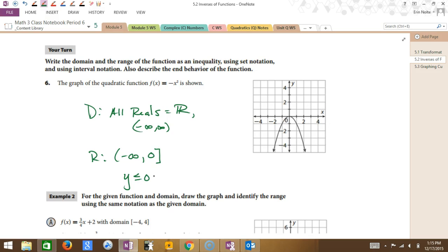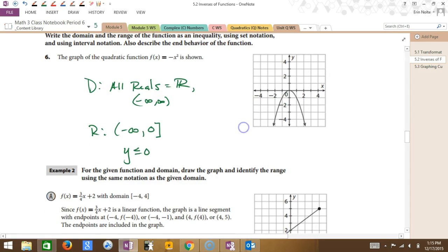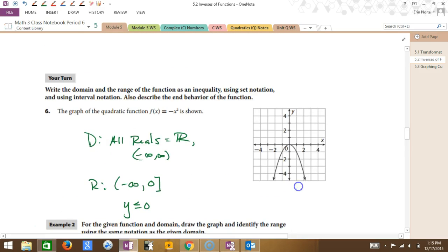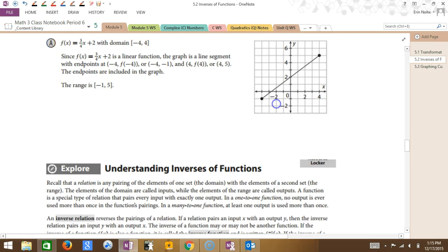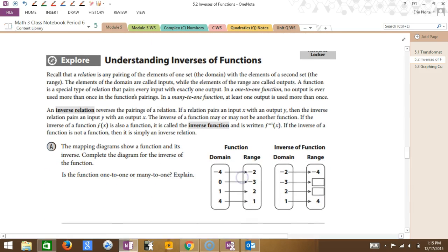Is the domain always real numbers on a parabola? Yes. In fact, usually the domain of a function is all real numbers until we start getting into square roots and fractions, which is eventual. We'll get there. All right, so going back to the whole reason we're doing 5-2 is finding inverses.